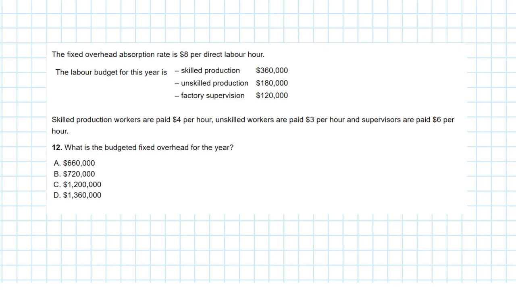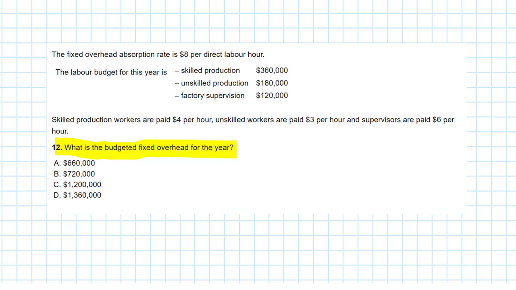Welcome. In this video, let's try an ACCA MA exam question together where you'll need to use your knowledge of marginal and absorption costing to get to the right answer. I've got the question on the screen, and we begin by reading the requirement. They're asking us for the budgeted fixed overheads for the year. Now at this point, I'm not sure where that's going to come from, so I'll need to read more.